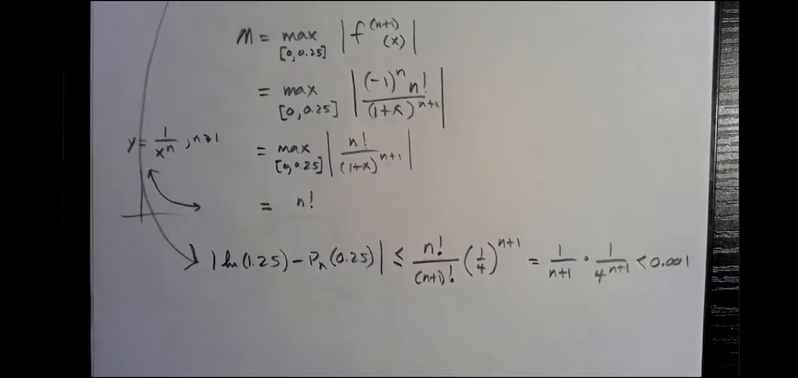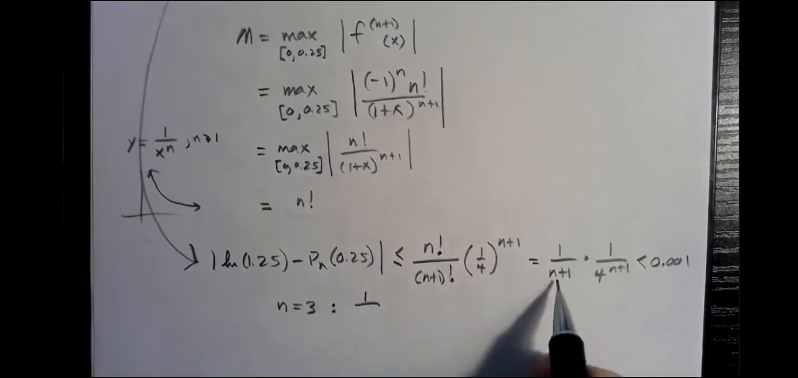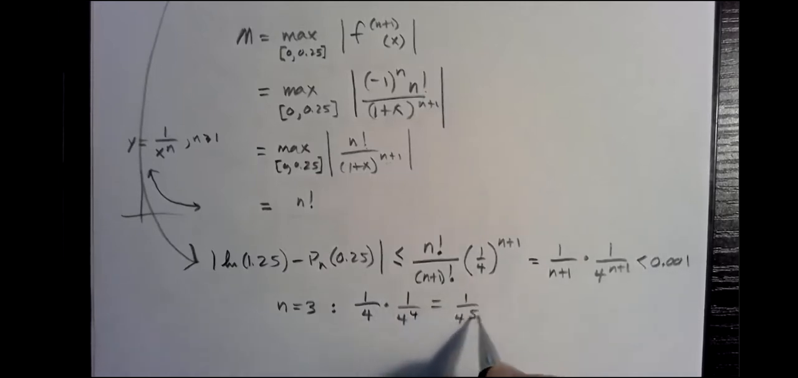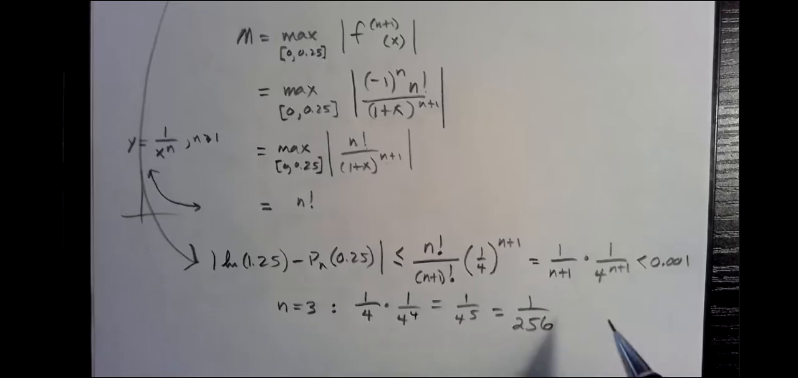We know that n equals 2 terms is not enough. We showed that in part C. So let's test n equals 3 and see if our error is small enough. Well, for n equals 3, 1 over n plus 1 would be 1/4 times 1 over 4. Again, n plus 1 is 4. Well, that's 1 over 4 to the 5th power, which is 1 over 256. Notice that 1 over 256 is still bigger than 0.001, the value of 1/1000th. So that means when n is 3, our error could be as large as 1 over 256, which is still too big. It's bigger than the error required.